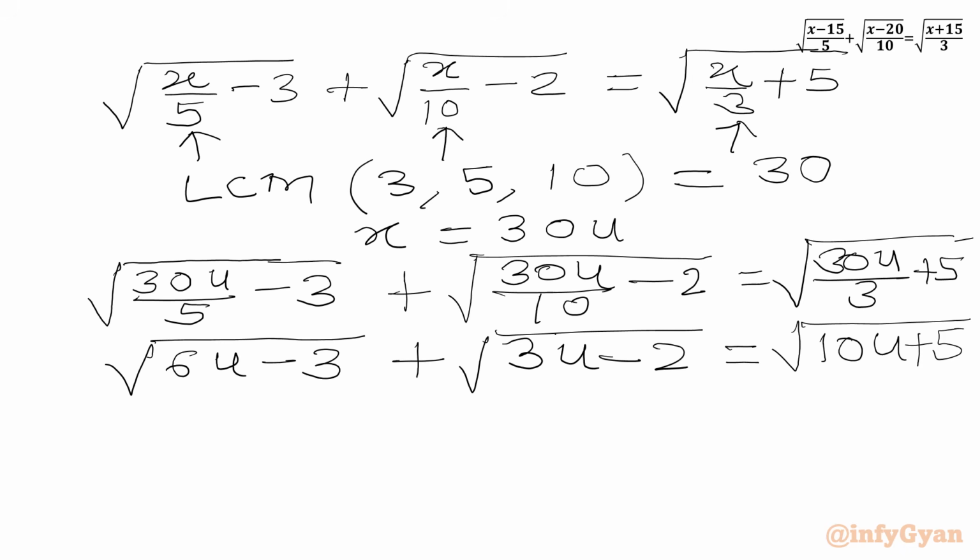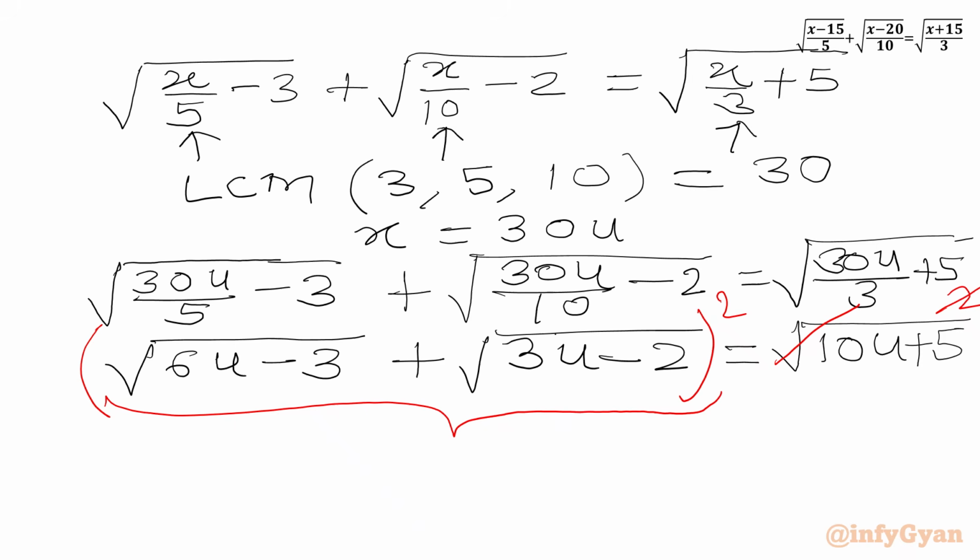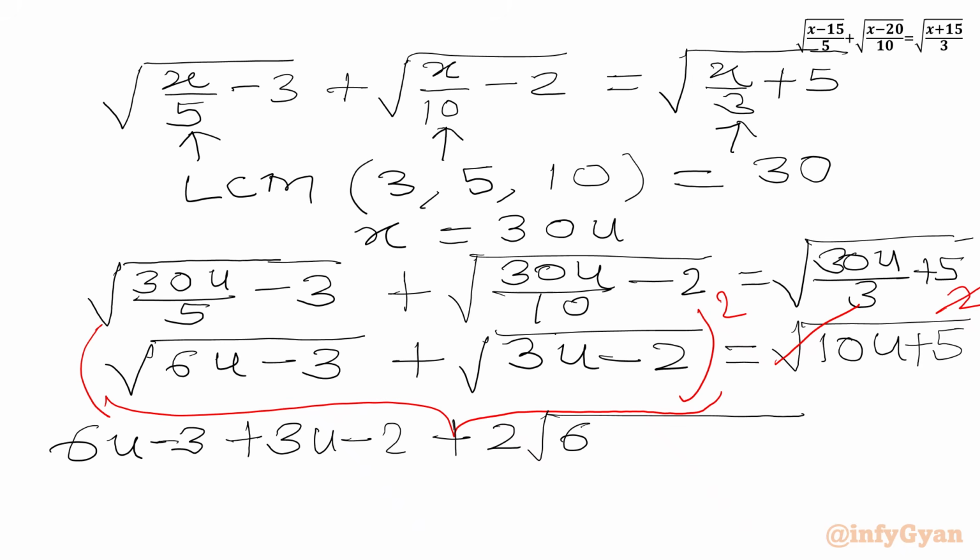Now we can square easily. We will be putting the power to both sides. Now we can cancel the square root and square from the RHS. And we have to use the (a plus b) whole square identity on the left-hand side. So the square of square root of 6u minus 3 is 6u minus 3. The square of square root of 3u minus 2 is 3u minus 2. Plus 2 times square root of 6u minus 3 times 3u minus 2 equal to 10u plus 5.